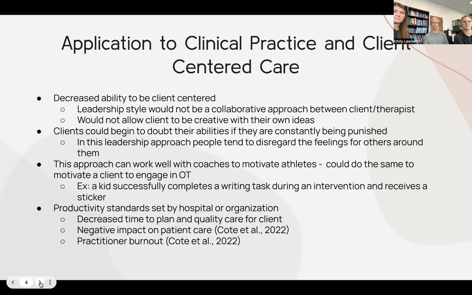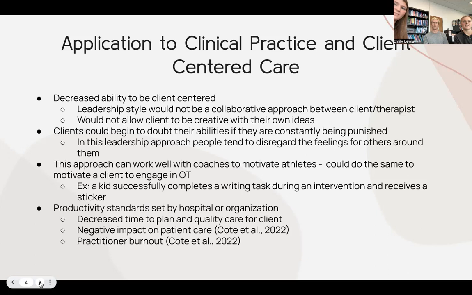The transactional leadership approach can work well to motivate athletes to perform to the best of their abilities. So in theory, it could also have the same effect on clients if the client was highly motivated and willing to have negative reinforcement. As an example, when a kid successfully completes a writing task during an intervention, they receive a sticker. If the kid does not successfully complete the writing task, a sticker could be taken away, giving them motivation and encouragement to complete that task.